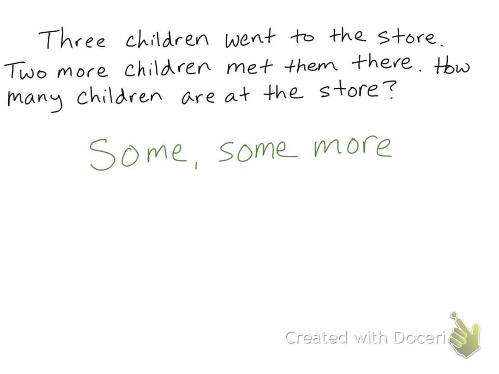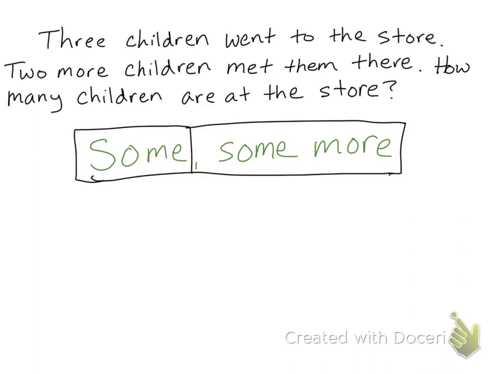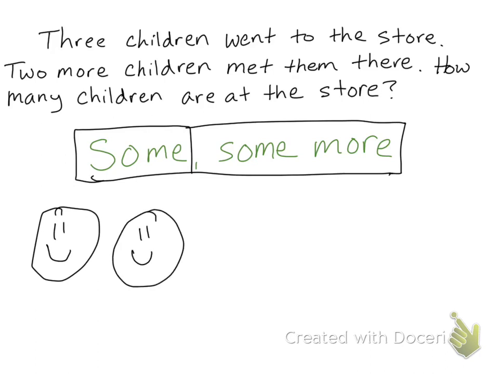So I'm going to draw a picture of this. In class, you'll act it out with the other students, but I'm going to draw a picture. I want to know how many children are at the store. We call this a some more story because we start with some students and then we get some more that come in. So I'm going to draw a picture to show what happens. 3 children went to the store. I'm going to show that by drawing some smiley faces. Okay, that's the first part of the problem.